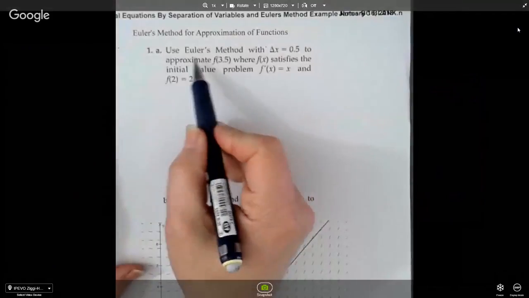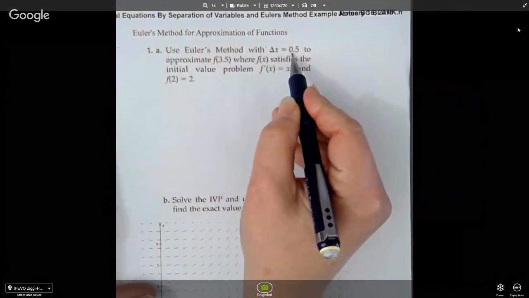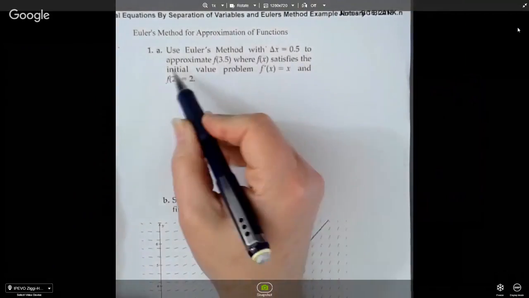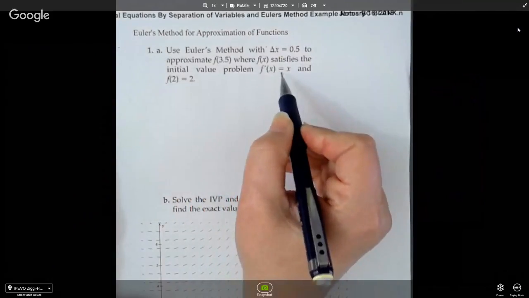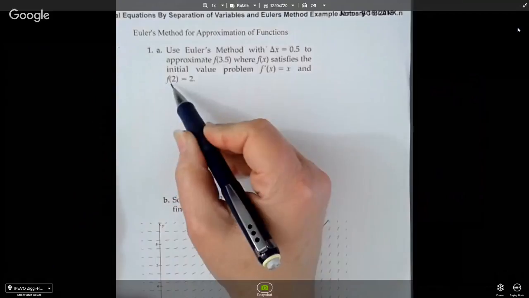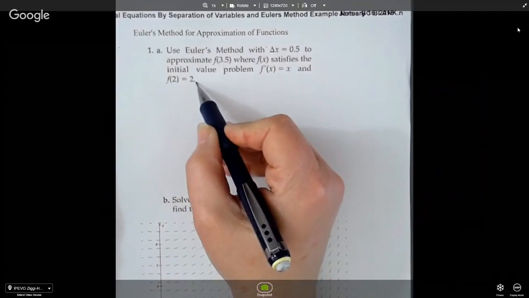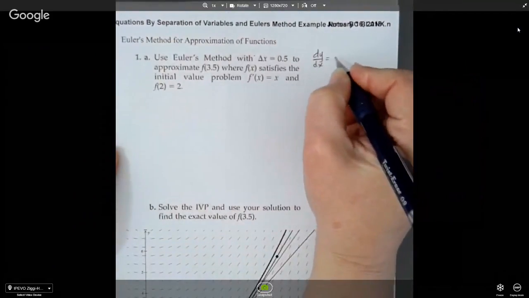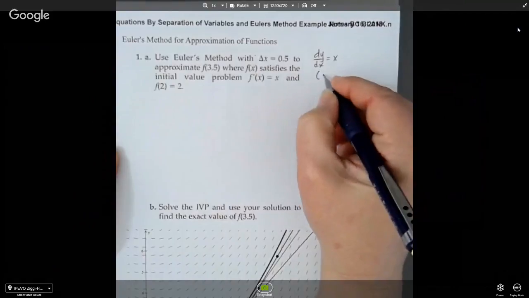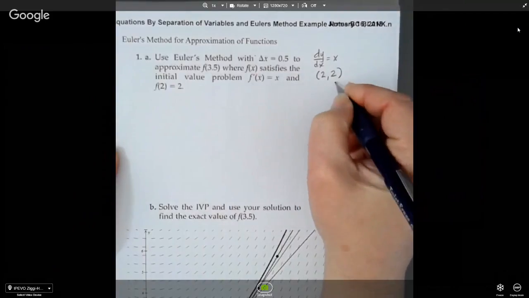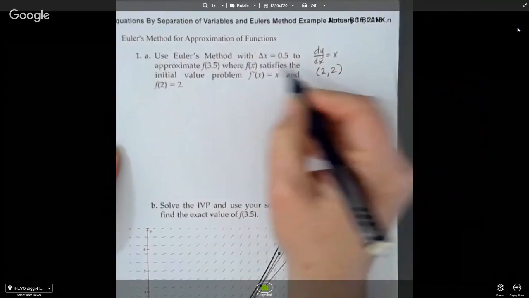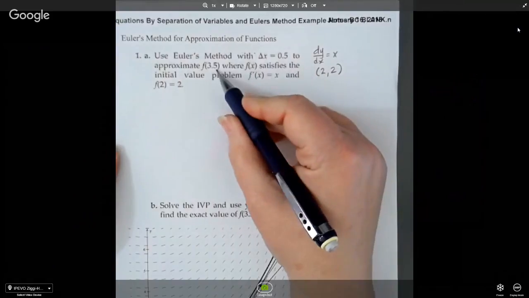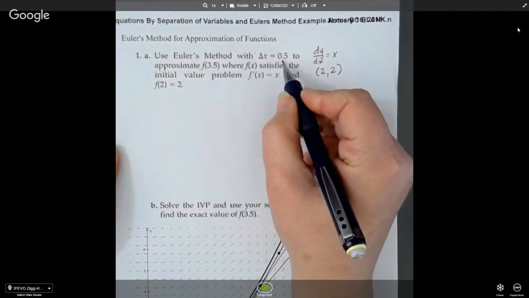So this question says, use Euler's method with delta x equal 0.5 to approximate f of 3.5, where f satisfies the initial value problem. And this says f prime of x equals x, and f of 2 equals 2. All right, so what this problem is telling us is that dy dx is equal to x, and that my initial condition is 2, 2. So this is where I'm starting at 2, 2, and I want to approximate f of 3.5, and I want to go from 2 to 3.5 using steps of 0.5.